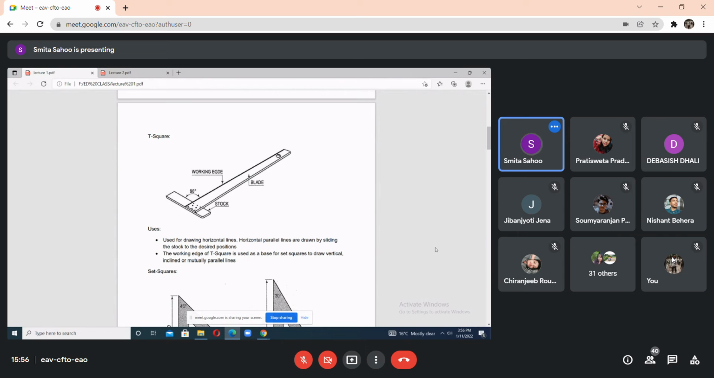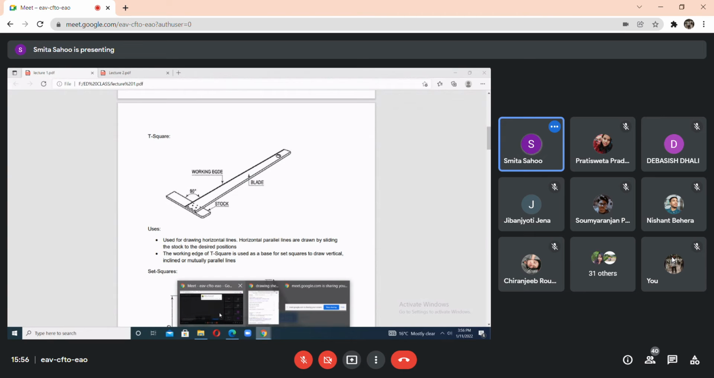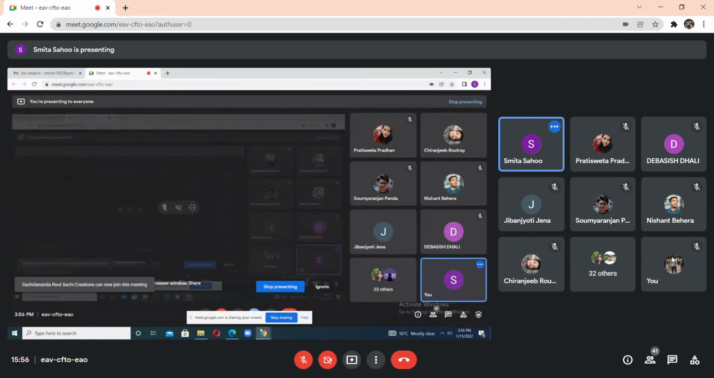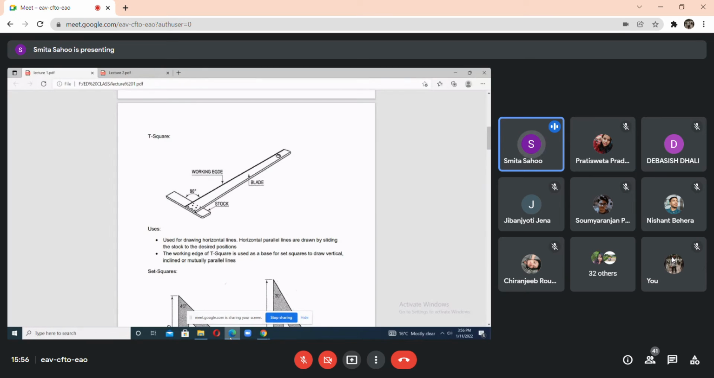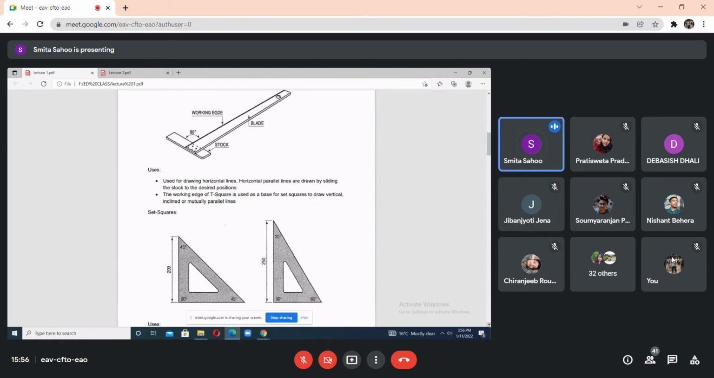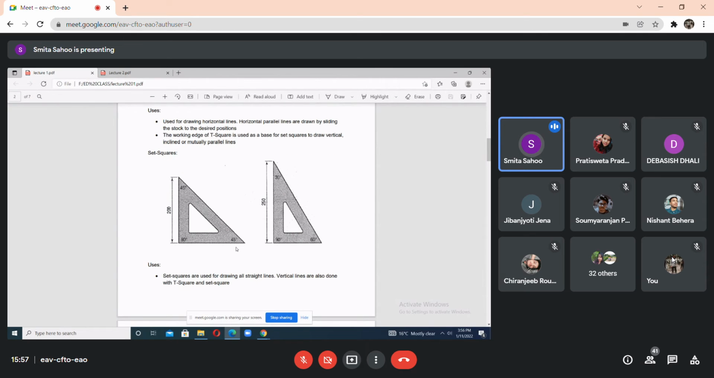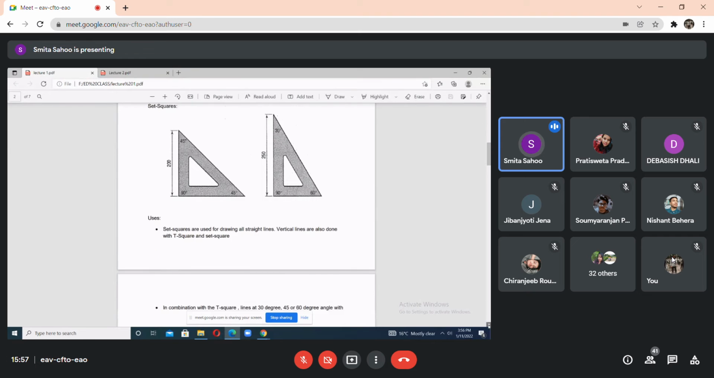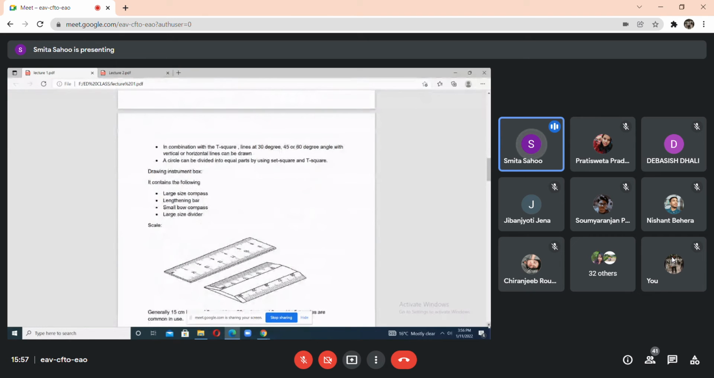Why is it called a T-square? It is called a T-square because it is in the shape of a T, when the stalk and blade are fixed at 90 degrees. And then this is the set square. One of the set squares has 90 and 45 degrees, and the other has 90, 60 and 30 degrees. These are the angles that we can draw easily with the set square.